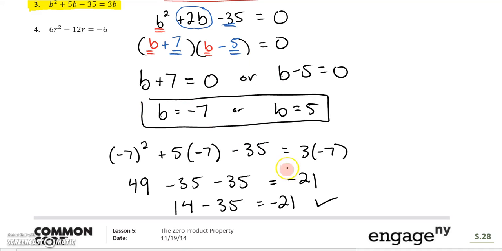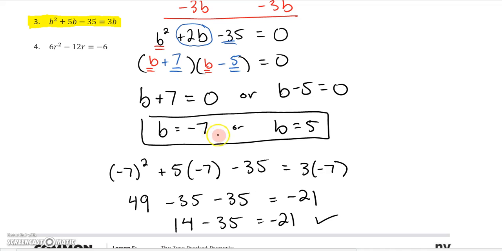Now, it would have been way easier to plug either one of these into here and solve, but I just wanted to show and verify that yes, in fact, these are the two solutions that would make this equation true.